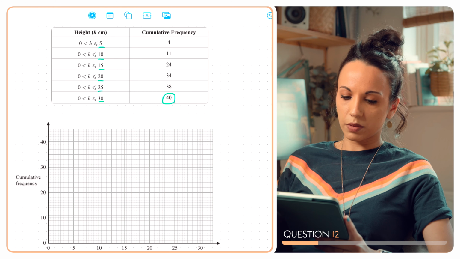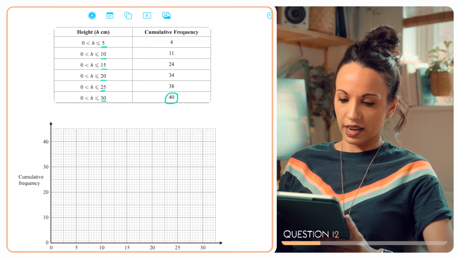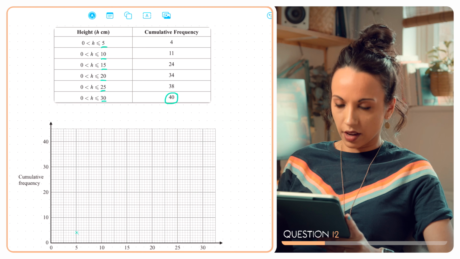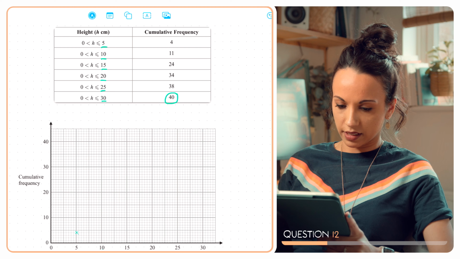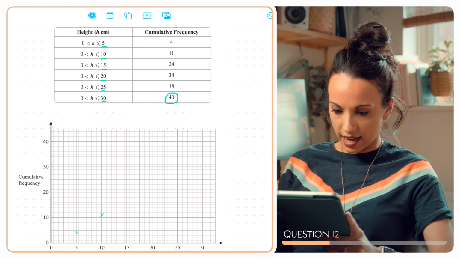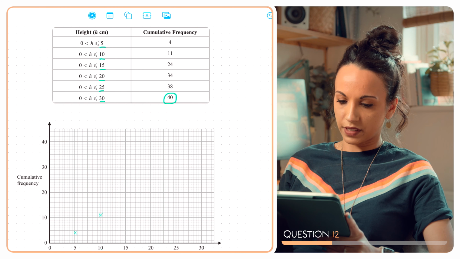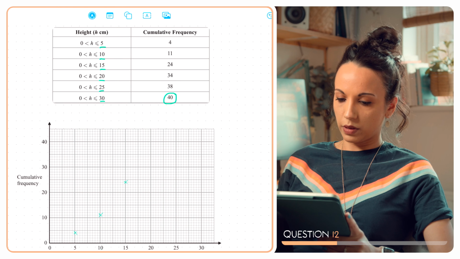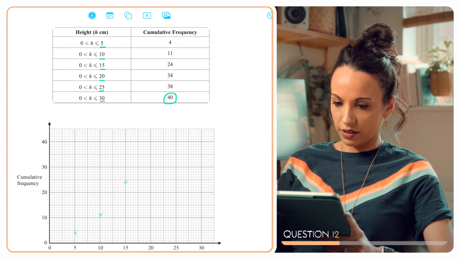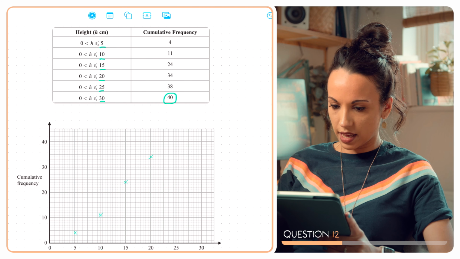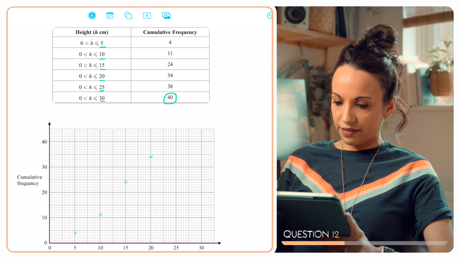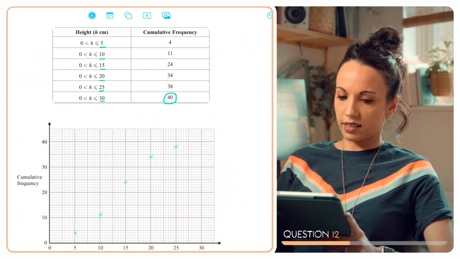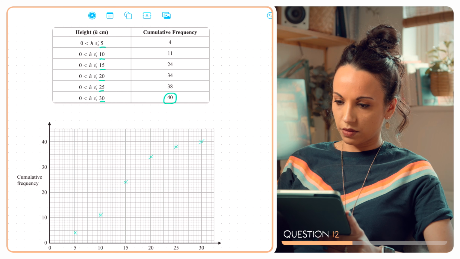Okay, so the plants up to including 5, so that's 5 on our height here, and there are 4 of them. So let's put a little cross at 4. Okay, up to and including 10, there are 11, so we go to 10 here, and we're going to plot 11. And then up to and including 15, so we're going to plot that at 15, that's going to be 24. Up to and including 20, we have got 34 plants, so that's all the way up here. At 25, we're going to be plotting 38, and at 30, we are going to be plotting 40.